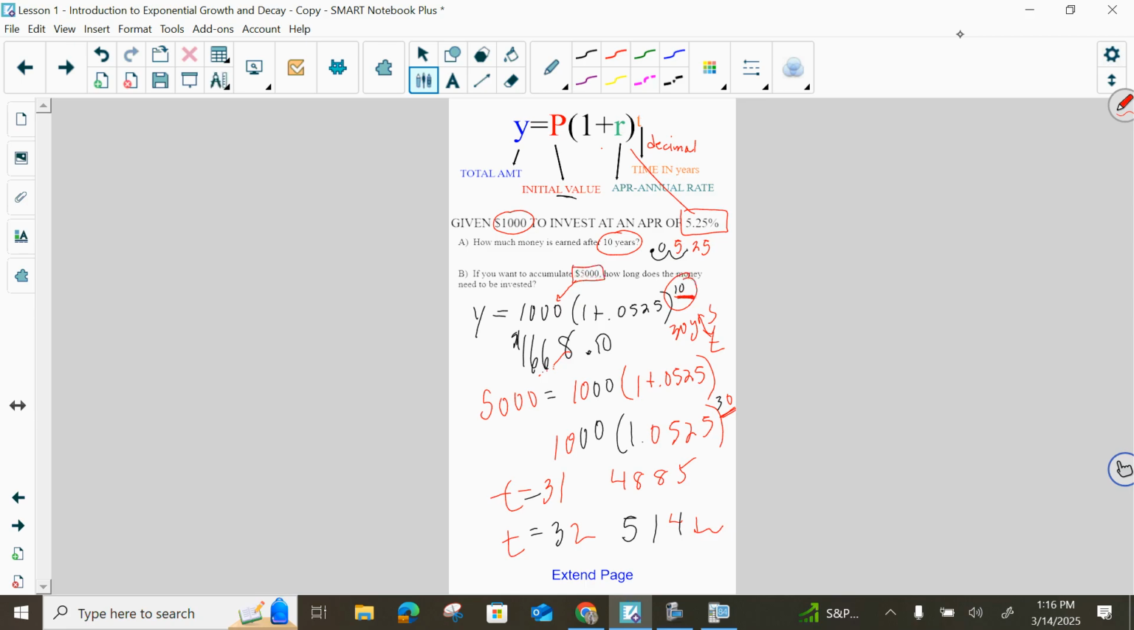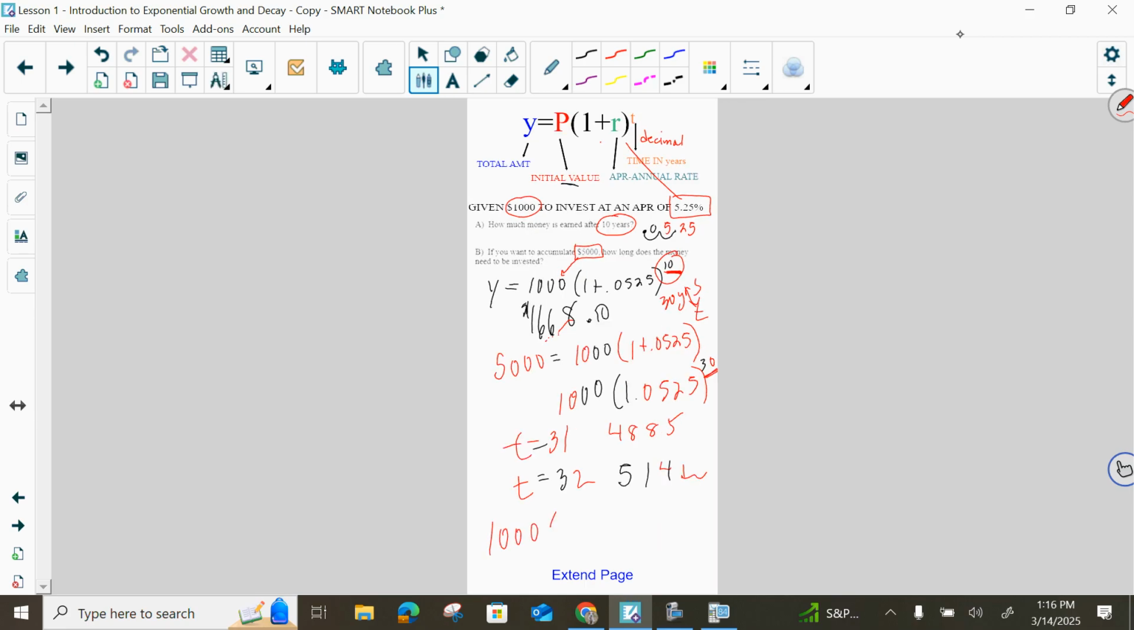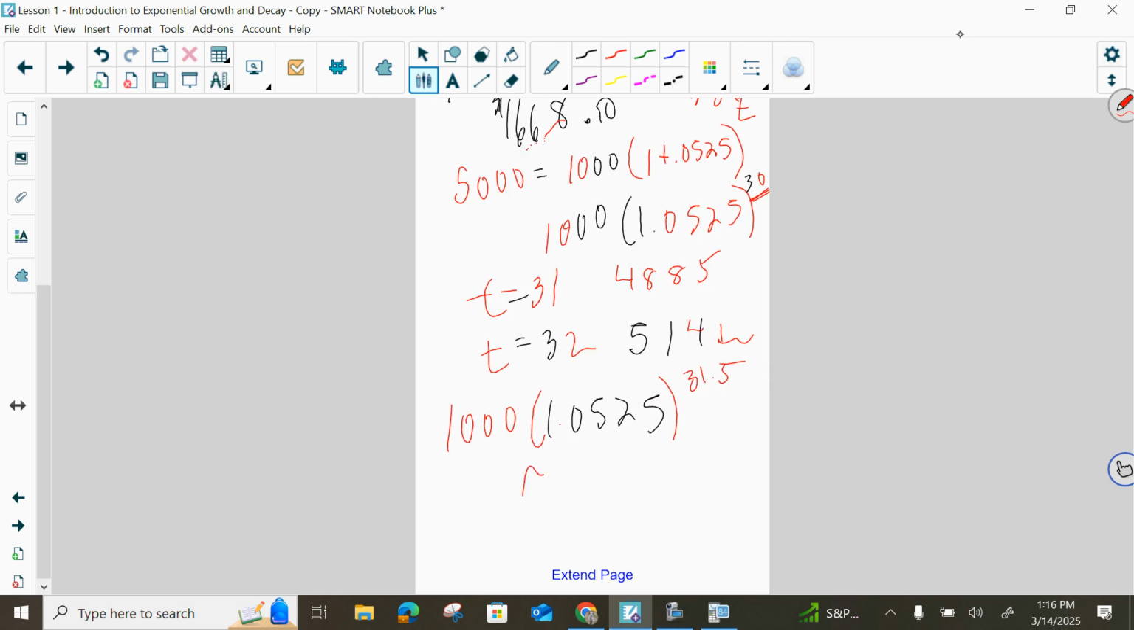So what are you going to guess? 31 and a half, right? So let's guess 31 and a half. So we get 1,000 times 1.0525 to the 31.5 years. Again, there's going to be an exact way to do this, but we need this first. So that's pretty close. We get 5,011.83, right? That's pretty close. So I would think the best answer would be right under 31.5 years.